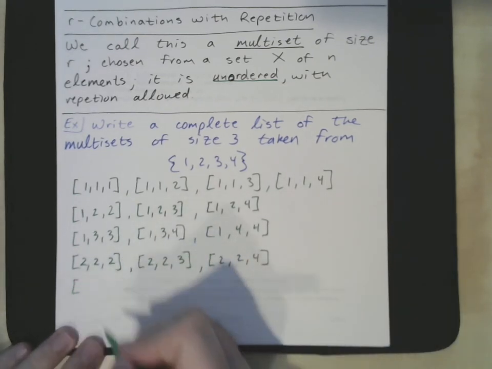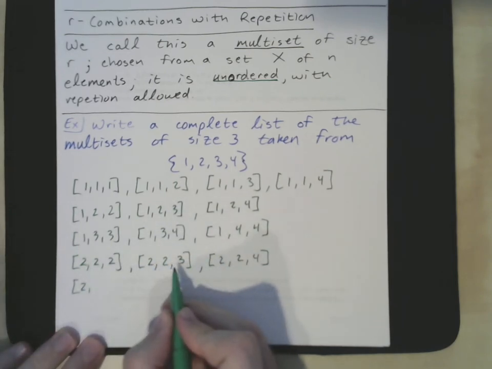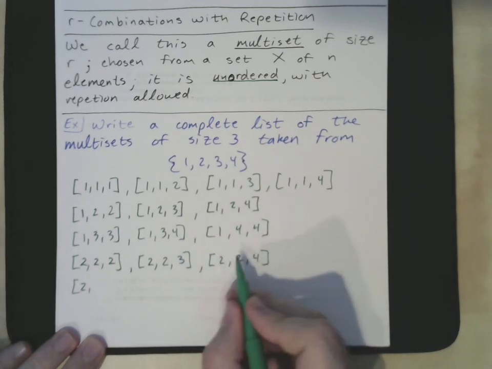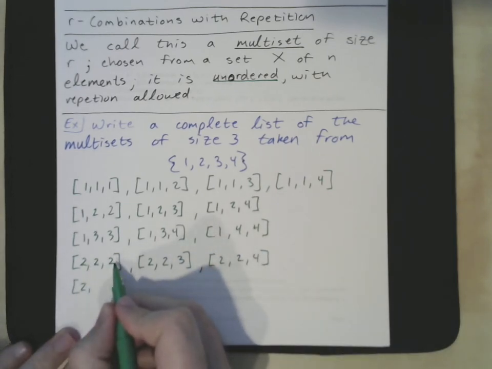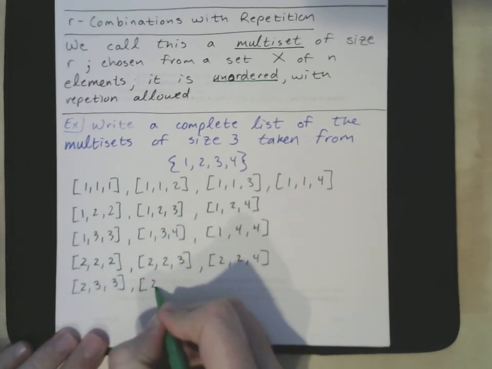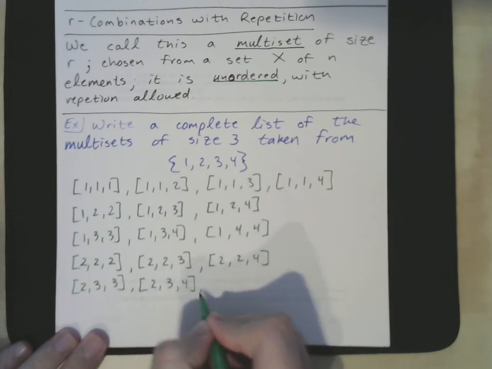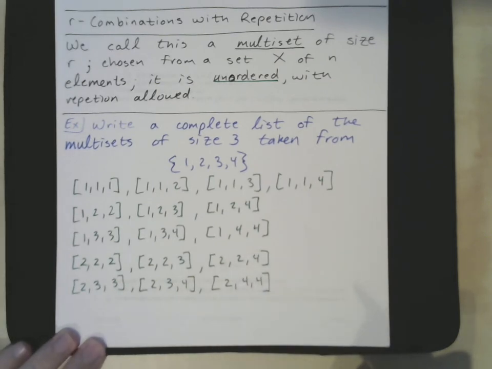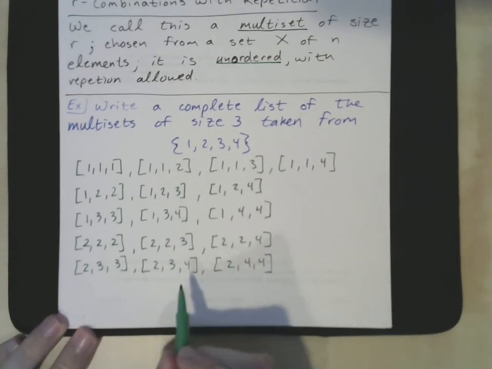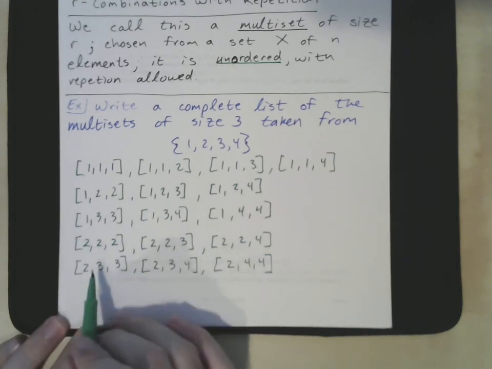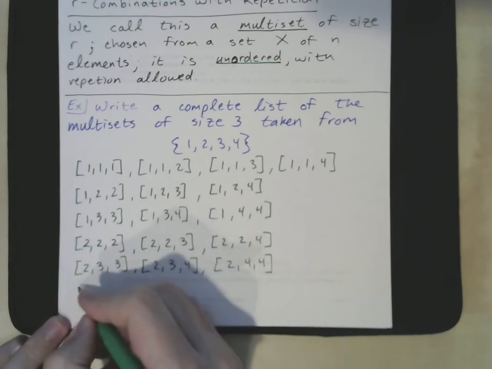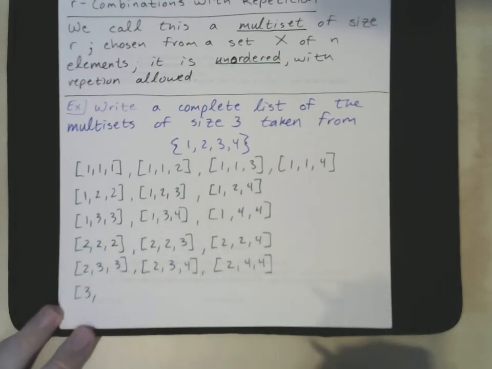And then we start changing the second number. Now we don't want 2, 3, 2 because that's already here. We don't want 2, 4, 2, so that's already here. So what we're really doing is changing both of these to 2, 3, 3. We can change it to 2, 3, 4. And we can have 2, 4, 4. So now all of the multisets that start with a 2, which means that they have a 2, have been selected, have been written.